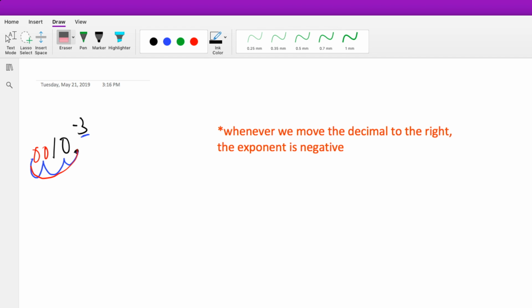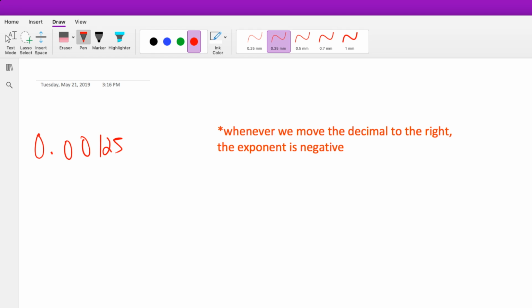Now let's look at some more complex problems. And by complex, it's not really complex. You'll see. So let's say we have 0.00125. And now we want to get it into a different form. We want to get it into the form that this one was written in. How do we do that?